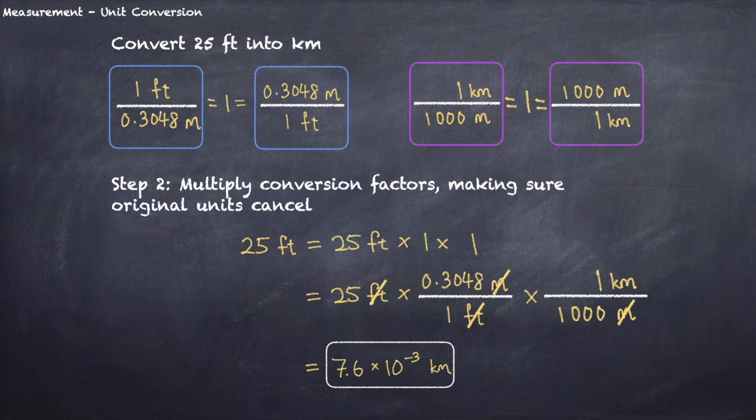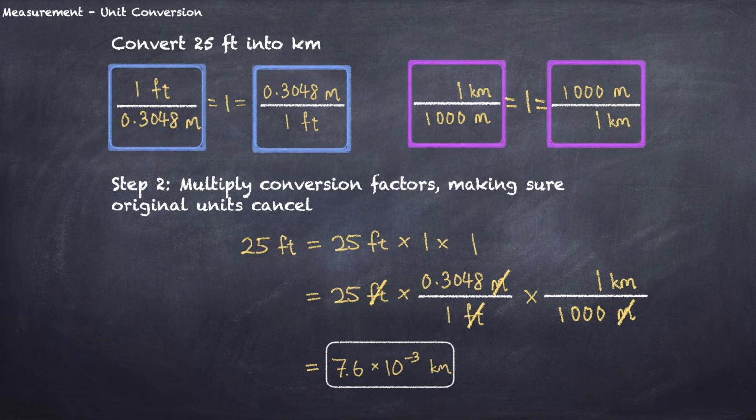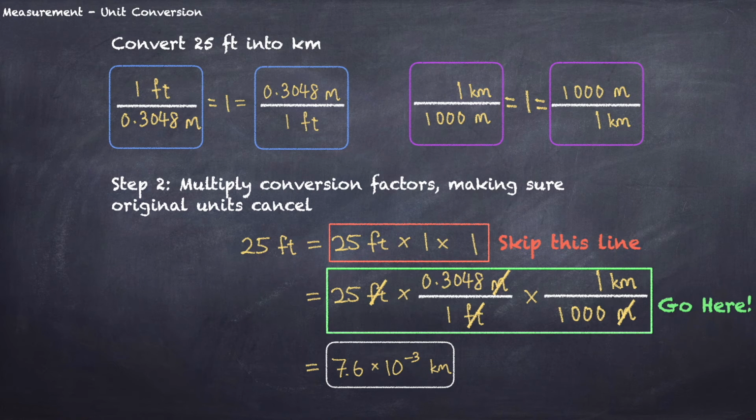I'm showing more details here than you need when doing a unit conversion because I want you to understand the logic of this method. In practice, you can always start by writing down the conversion factors highlighted in blue and purple here, and then multiplying them to the quantity you want to convert. You can skip this line and go straight to this. Make sure you cancel your units correctly.